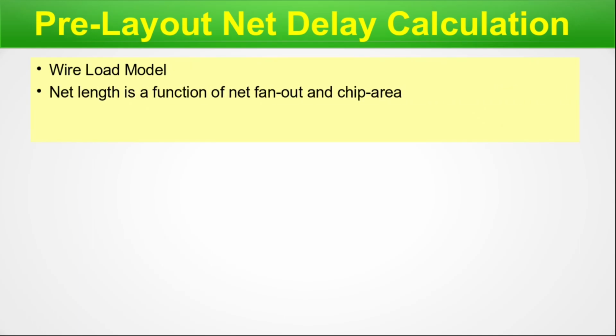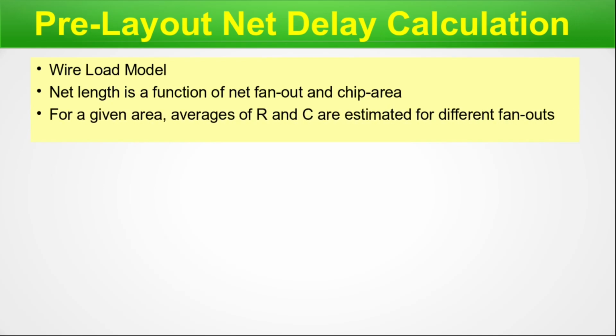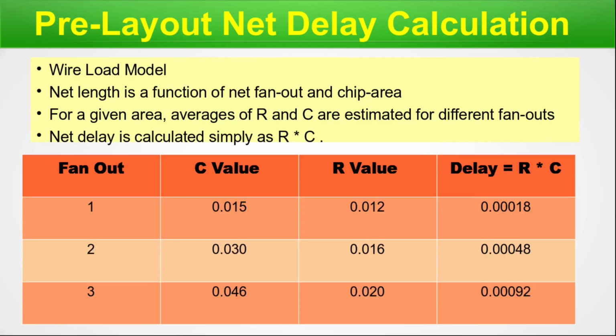Wire load model. The net length is a function of the net fan out and chip area. So fan out, you know, is how many outputs it can drive, and the chip area is the physical area. For a given area, averages of R and C are estimated for different fan out. Then net delay is calculated simply as the product of R and C. So this is how the wire load model is generated. Now let us look into an example here.